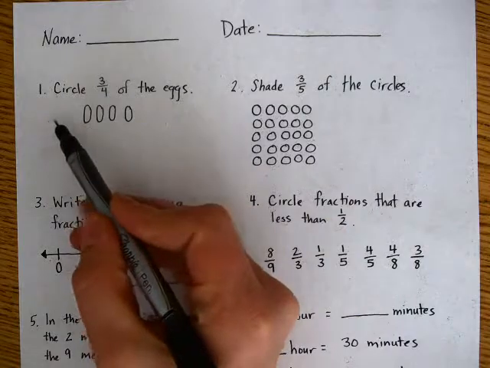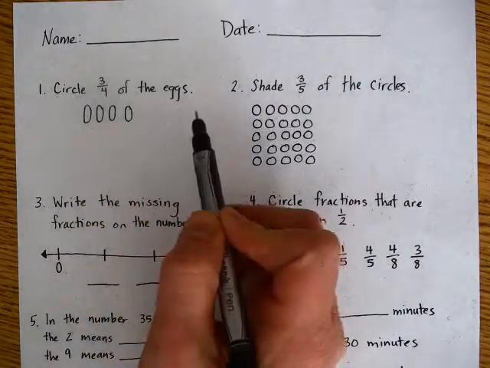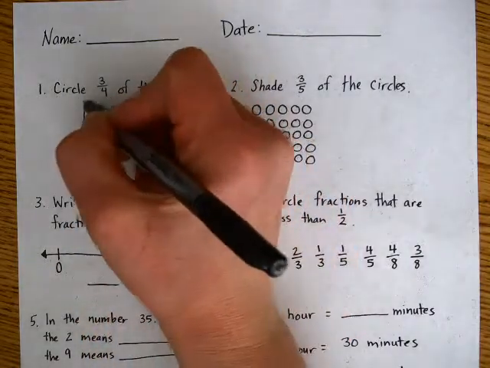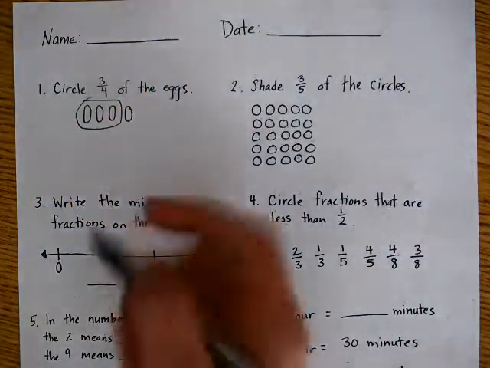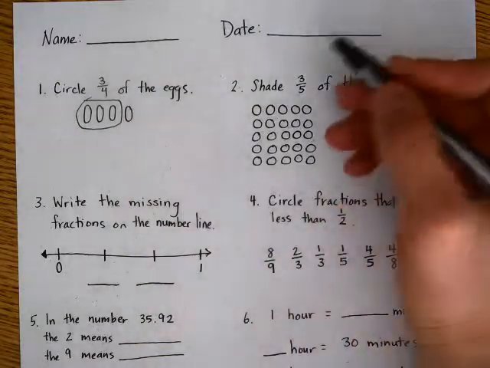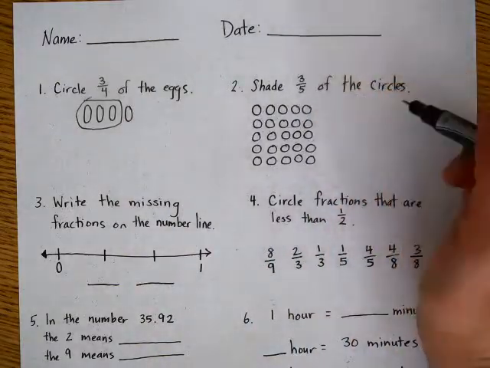So, number 1, circle 3/4 of the eggs. There are 4 eggs, so we have to circle 3 of them. Okay, you can shade them in, whatever you want to do, but you have to do something to 3 out of those 4 eggs.